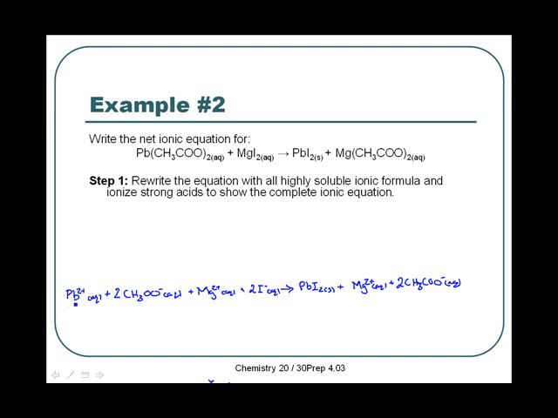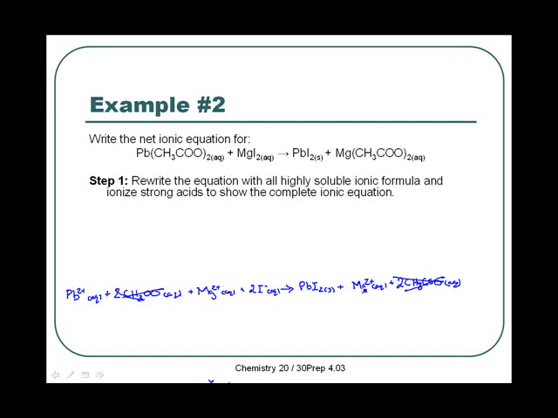So I look at my lead. I have lead 2 plus on the reactant side. I have lead in a compound on the product side. So lead changed. So that one we have to keep. And then we go to our next ion. We have acetate ions as reactants. We end up with acetate ions as products. Those didn't change, so they're not going to matter for our net ionic reaction. They're still there. They're still in the solution. We just don't have to write them down in the equation.